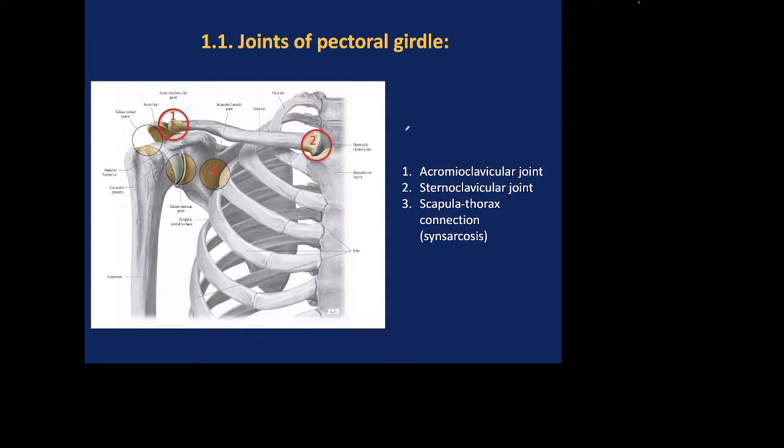Joints of the pectoral girdle, we start from these joints, have got three main joints. First one is the acromioclavicular joint. Second one is the sternoclavicular joint, number 2. And the third one is the scapula-thorax connection. It is between the anterior surface of the scapula and the thorax. Let's talk more about features of the pectoral girdle.